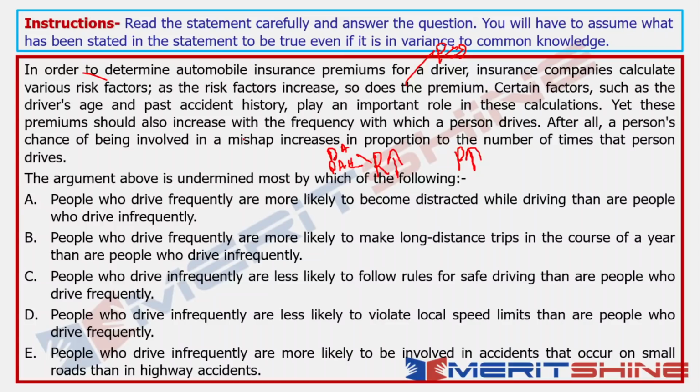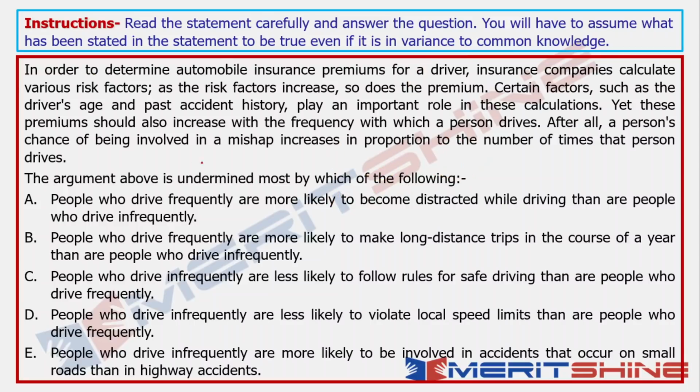Yet, the premium should also increase with the frequency with which the person drives. So, the author thinks that frequency should also be a parameter on which risk factors should be evaluated. After all, a person's chance of being involved in a mishap increases in proportion to the number of times that person drives. Okay, so the more times you drive, the more the risk of being in an accident, right? So this is the author's opinion that the frequency with which the driver drives his car should also be included in the risk assessment apart from driver's age and past accident history, and based on it the premium should be increased.